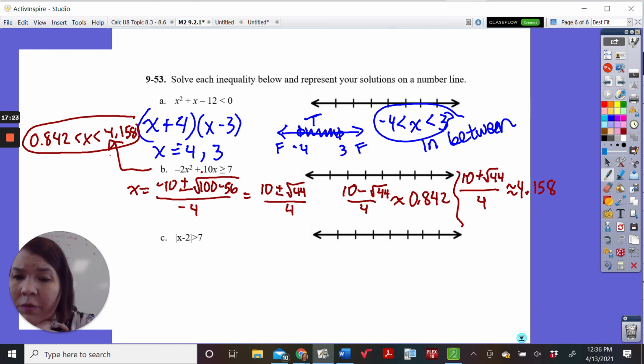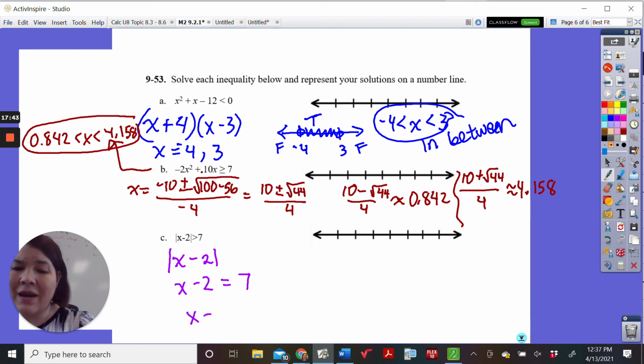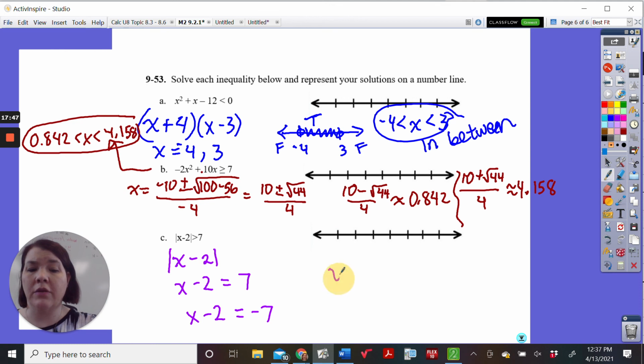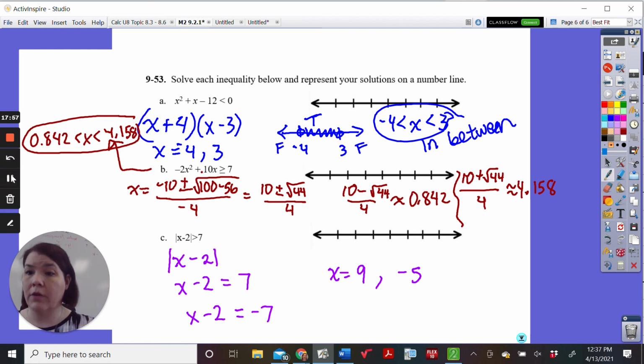And that's it. This last one with the absolute value is much easier. Just remember, when we're doing absolute value, the stuff inside is either 7, or the stuff inside is -7. So those are our boundary points. So our boundary points are 9 and -5. See if you can figure out where the solutions are. Pick your solutions from the list. Good luck.